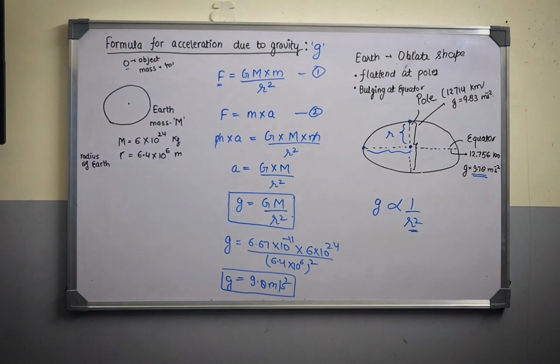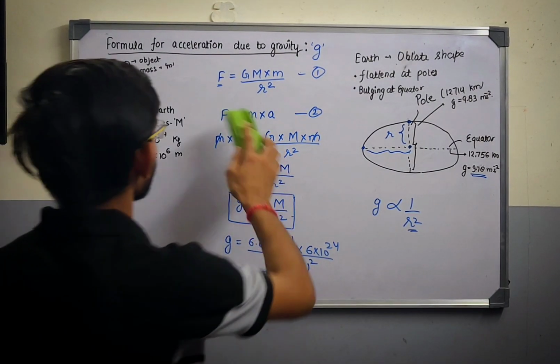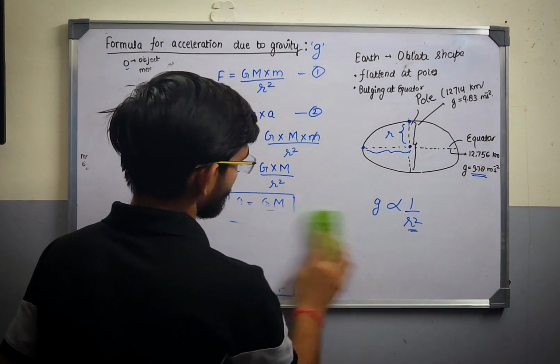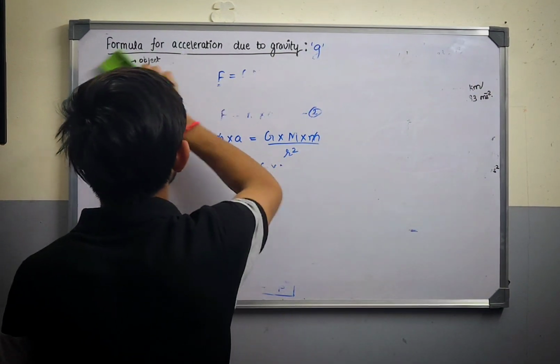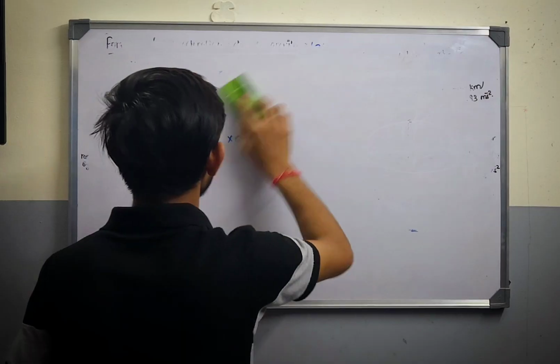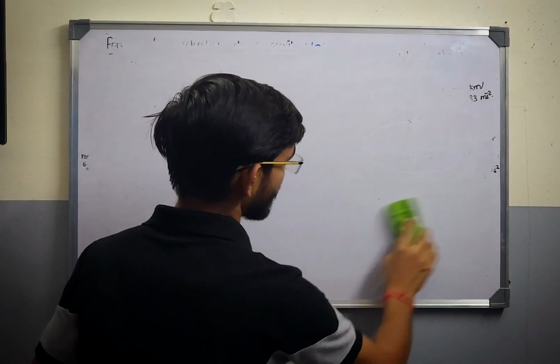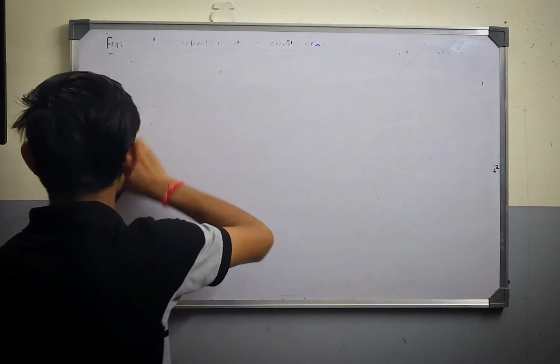Now, we will see the variation of acceleration due to gravity with height and with depth.